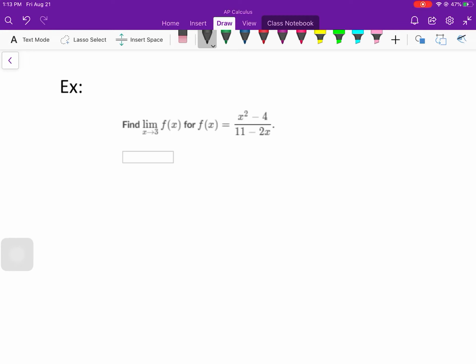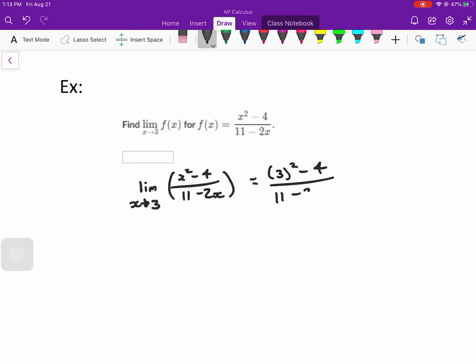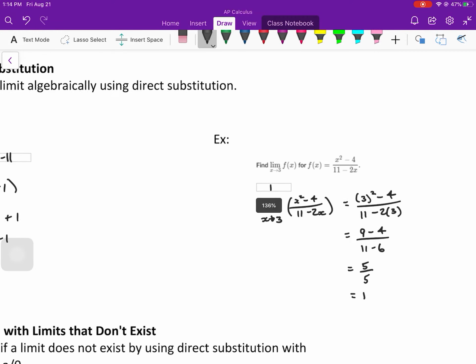Same thing with this one. If we plug in a 3, it's going to work out. It's actually the rational functions we really have to look out for. That's usually when something bad is going to happen. So the limit as x approaches 3 of f of x, in this case, is x squared minus 4 over 11 minus 2x. So this is going to equal, we're just going to plug in a 3 for x, so 3 squared minus 4 over 11 minus 2 times 3. 9 minus 4 over 11 minus 6. 9 minus 4 is 5. 11 minus 6 is 5, so we get 5 over 5, which is 1. So this limit is just going to equal 1.